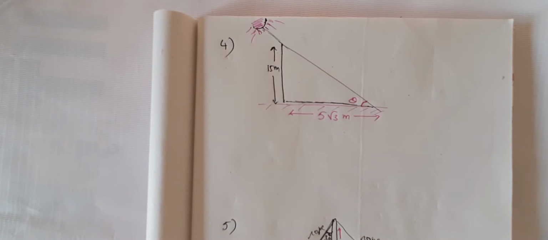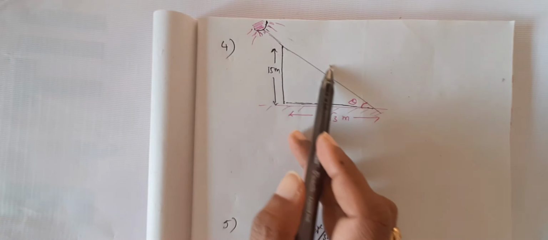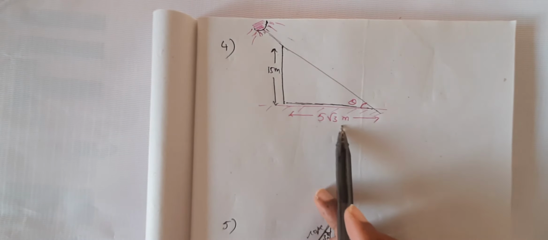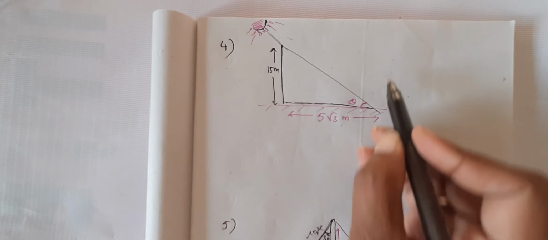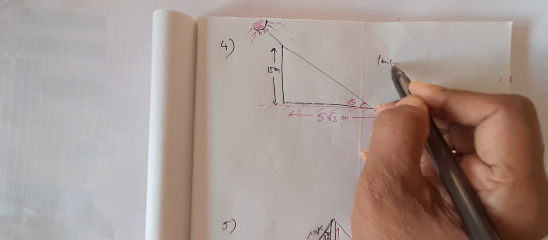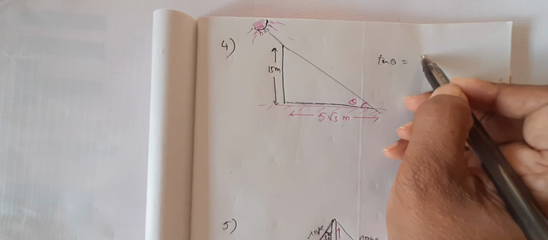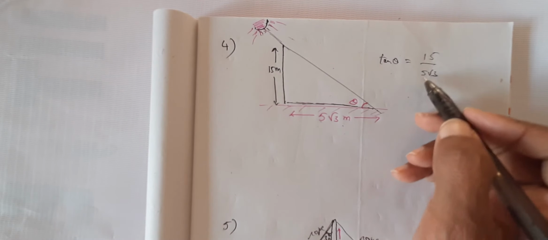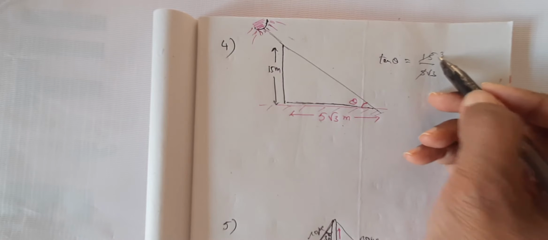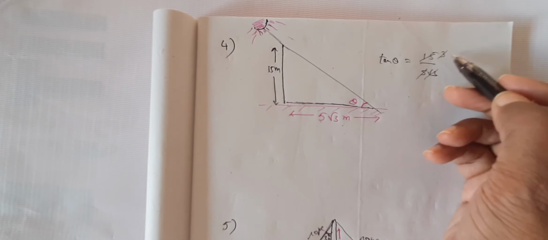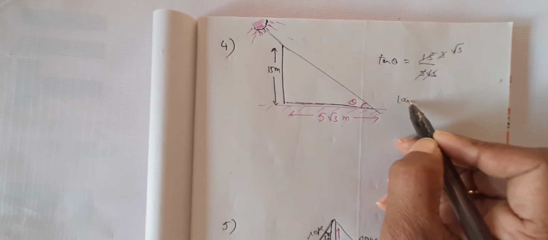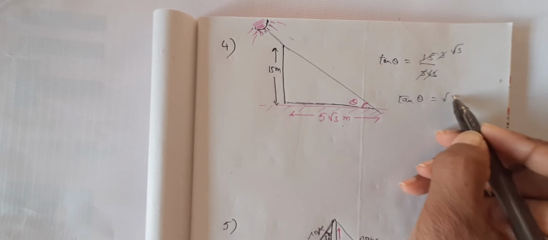So here is the diagram. The sun rays are falling on the top of the pole like this, and here is the shadow formed. Length of the shadow is 5 root 3 and this is 15. So you have tan theta is equal to opposite side by adjacent side, 15 by 5 root 3. So 5 goes 3 times. And now root 3 will go root 3 times in 3. So what is tan theta equal to?